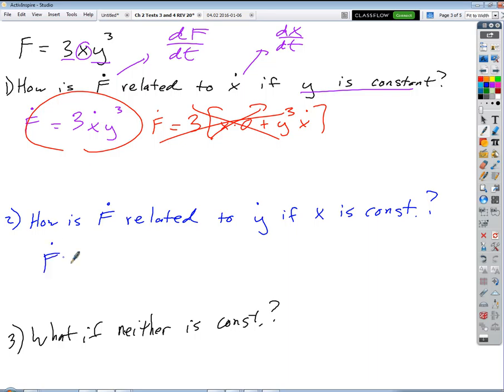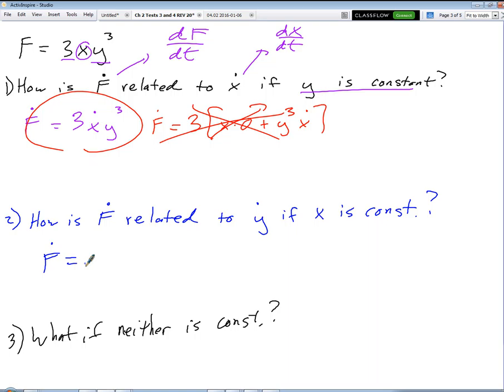We don't need to. Don't give me the answer. If x is constant, I just get the 3x out front, and I'm just differentiating the y, right? So I'd get 3x times 3y squared y dot, right? And that's it? That's it. And so we could simplify that to 9xy squared y dot.